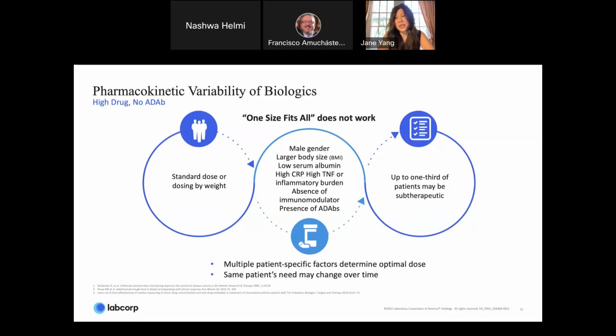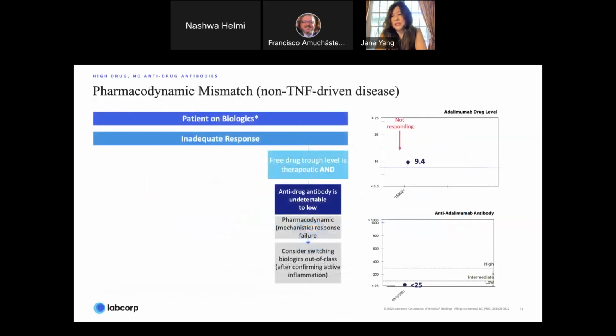These results indicate pharmacokinetic insufficiency, insufficient drug exposure. This is not the same as saying that this patient is a true TNF non-responder. So in this gentleman, if you get this set of results instead, here you see that the drug is high. And what does this mean?